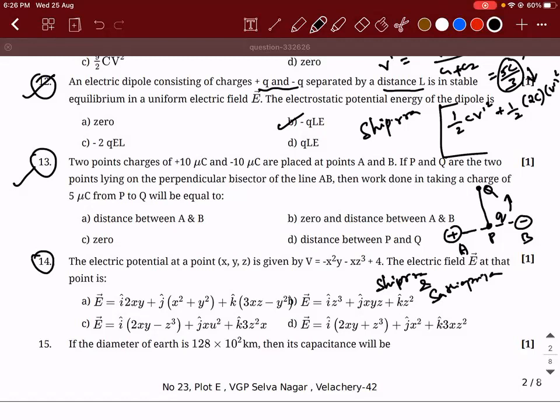So what is the approach to work done? Sir, we can take V equal to P by Q, sir. No, work done is 0 because it is an equipotential surface. Okay, sir.